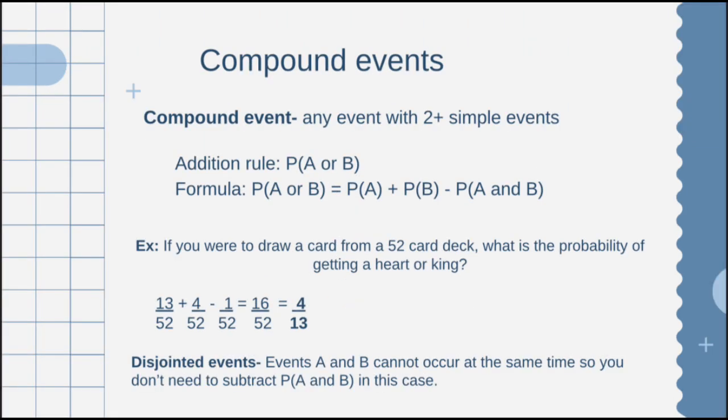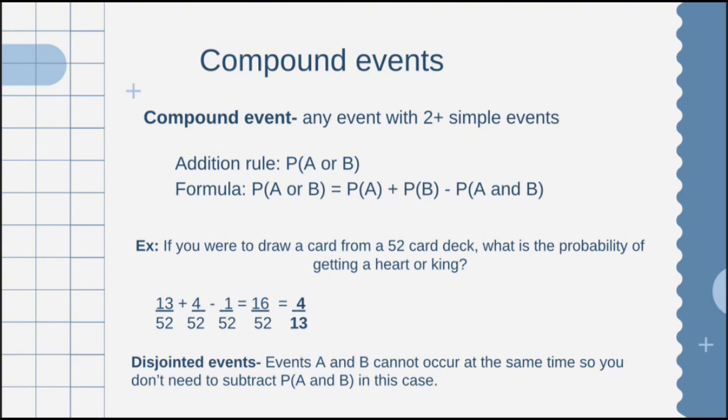This is the addition and multiplication rule. This is used for compound events, which is any event with 2 or more simple events. So once again, simple events are anything that can't be broken down further. The addition rule is finding the probability of A or B, and this is found by adding up the probability of event A happening and the probability of event B happening. And then after this, you subtract the probability of A and B. The reason for subtracting at the end is because if the events are joint, then events A and B can occur at the same time.